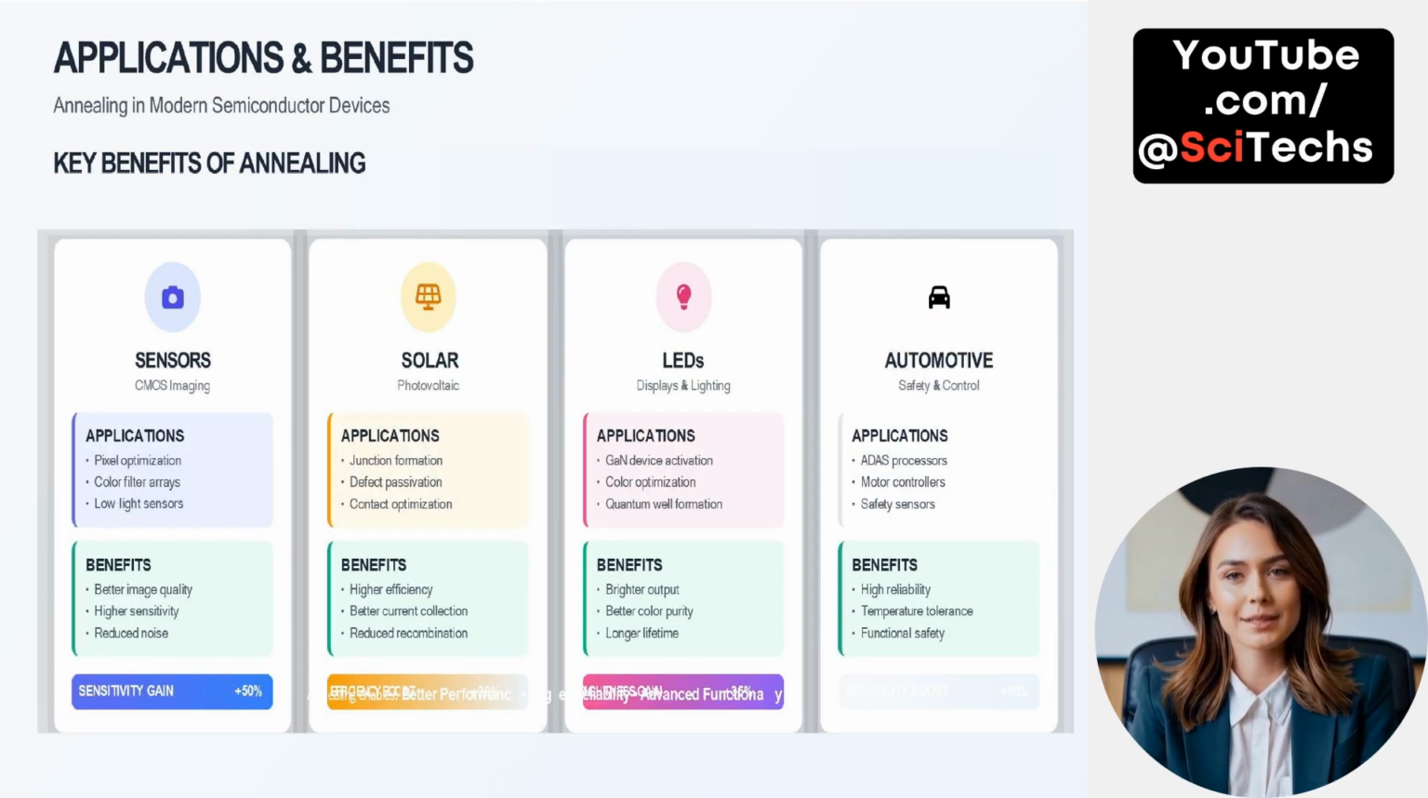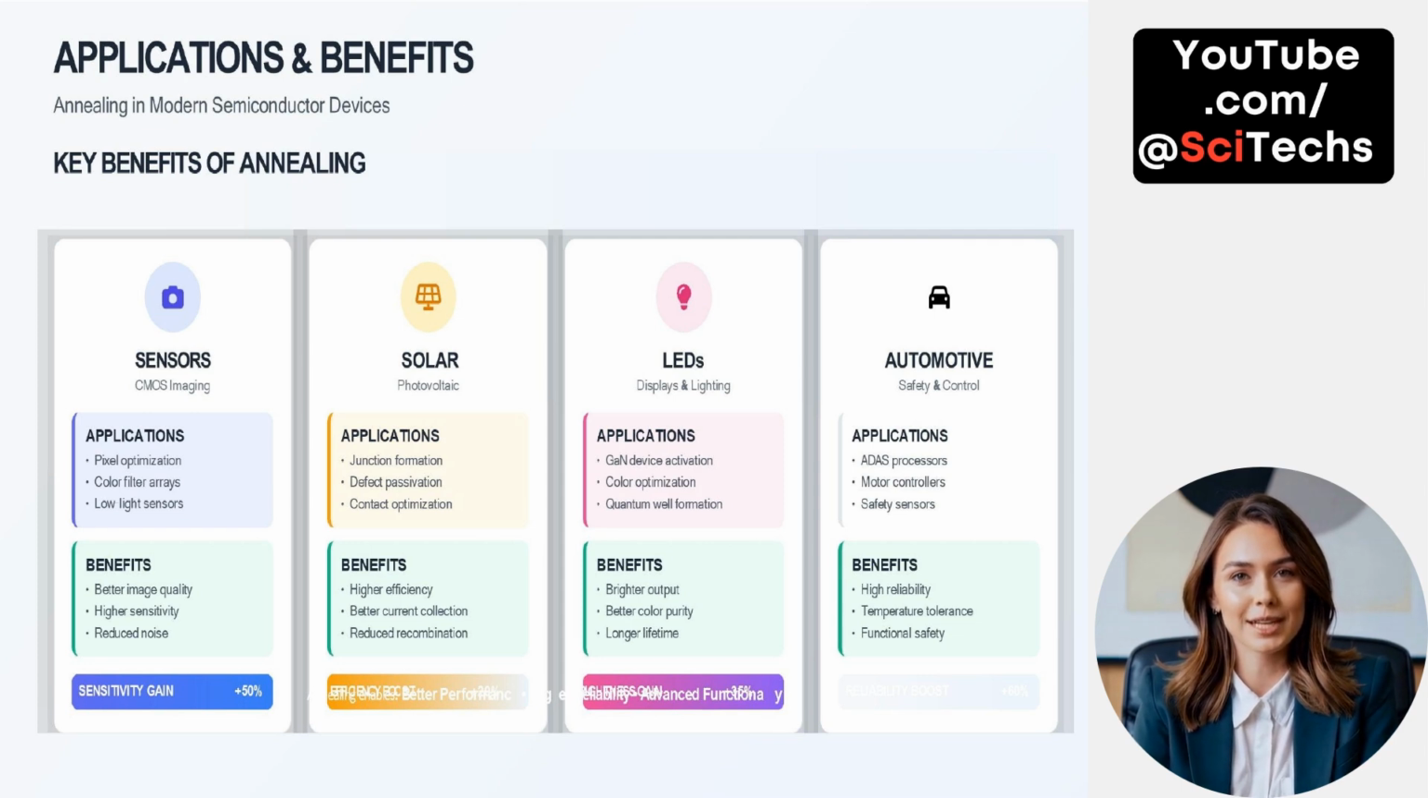Applications and benefits: annealing in imaging, energy, lighting, and automotive devices. Annealing brings powerful advantages across a wide range of modern semiconductor applications. In CMOS imaging sensors, it improves pixel structures, enhances color filter array performance, and optimizes low light sensitivity. These changes result in better image quality, increased sensitivity, and reduced noise, achieving a 50% gain in sensitivity.